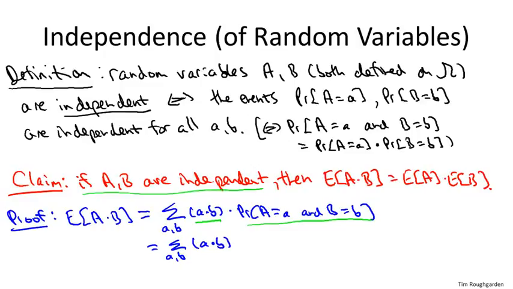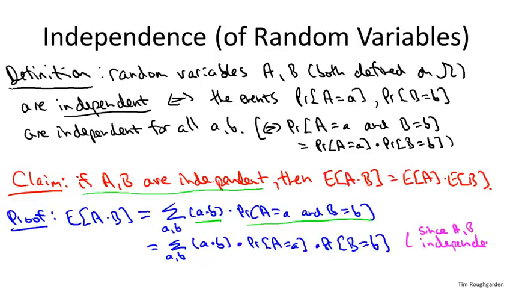Now, because A and B are independent, this probability factors into the product of the two probabilities. This would not be true if they were not independent. It's true because they're independent. So same sum over all possible joint values of a and b. Still have a times b, but now we have times the probability that A takes on the value a times the probability that B takes on the value b.